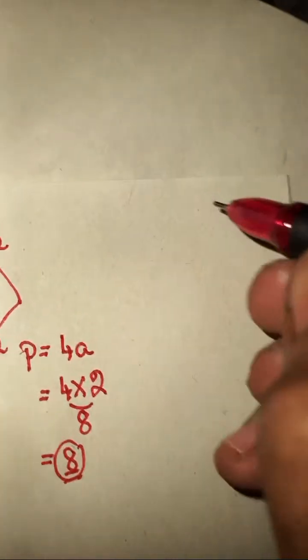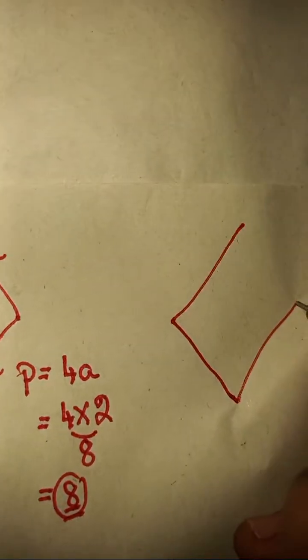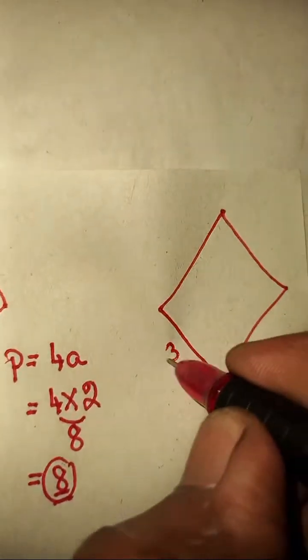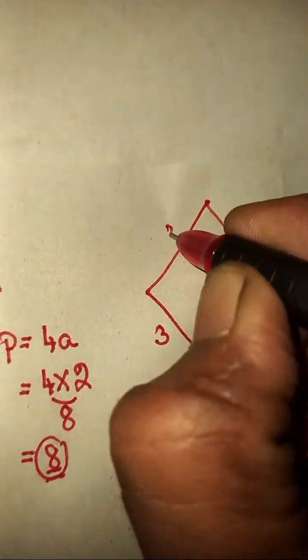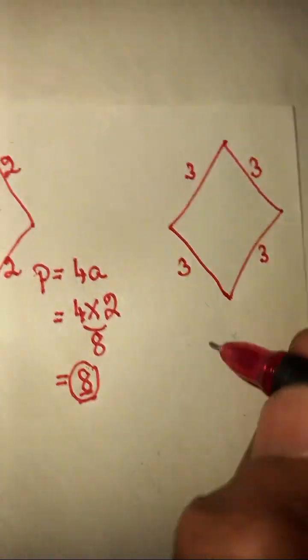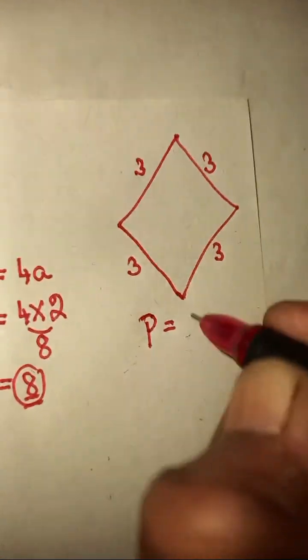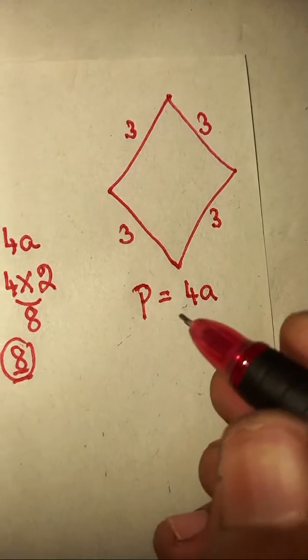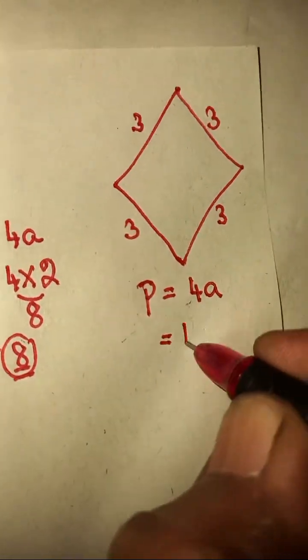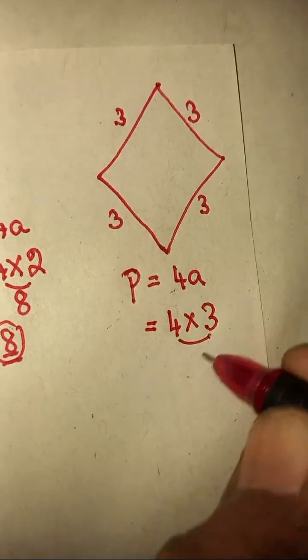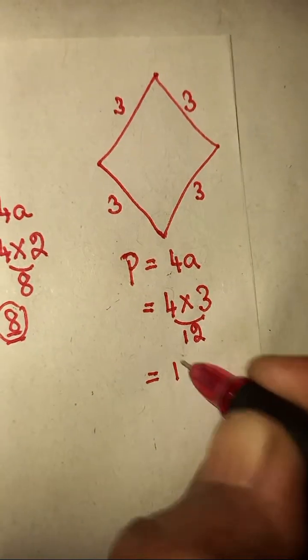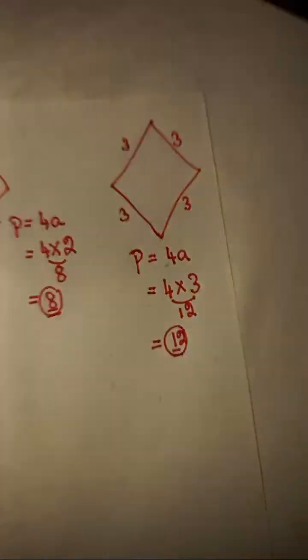If you take one more rhombus, here they ask for the perimeter. Here all sides are 3 units. Here you can find out in the same way. Perimeter is 4 times the side length, that is 4 times 3, 4 times 3 is 12, so 12 units is the perimeter.